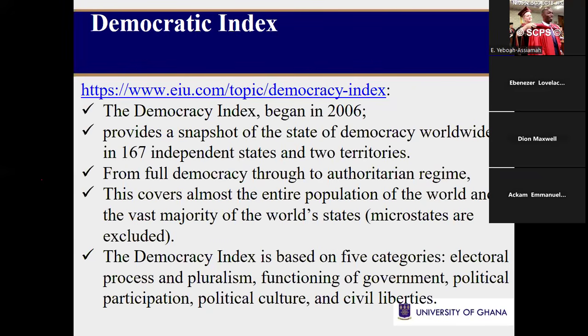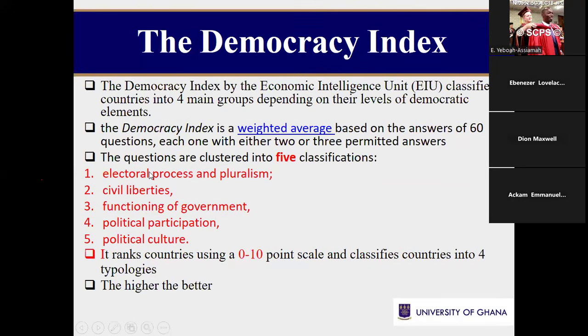Okay, they assign some scores to them. They use 5 variables: the electoral process and pluralism, civil liberties, the functioning of government, political participation, and political culture.